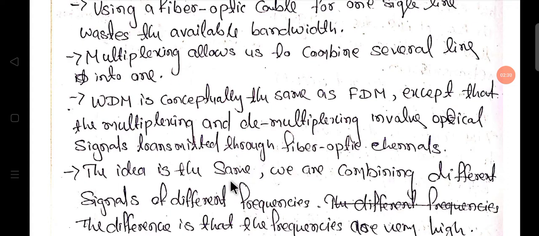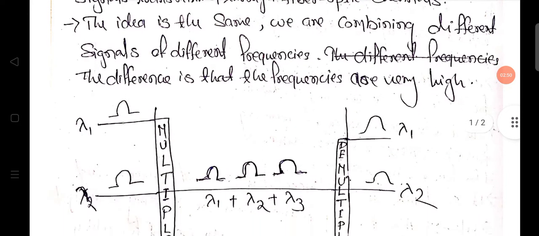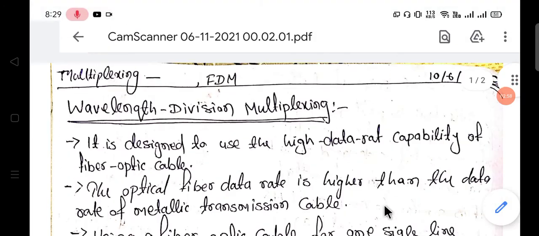The rest of the idea is the same. We are combining different signals of different frequencies. The difference is that the frequencies are very high, because there is a high bandwidth available in the fiber optics. And since here we use light, the frequency of the light is represented as a wavelength.